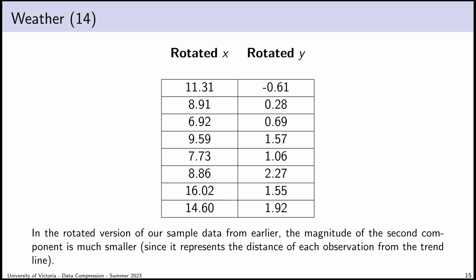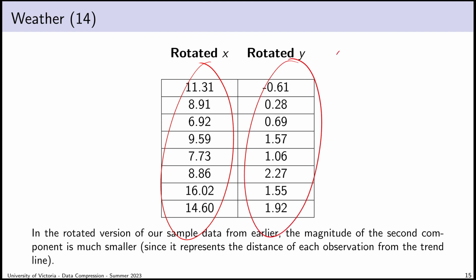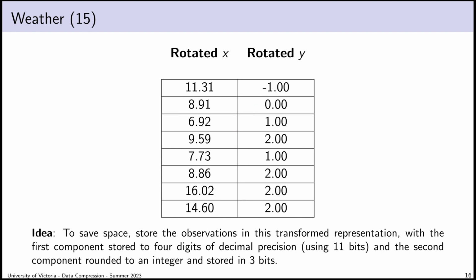And in exchange, maybe we could argue that more information has been packed into the first of the two coordinates, which is fine. Transformations can do that. That's sort of what we want, though. Now I've got two coordinates, and I sort of know which one I might want to sacrifice the detail of. If I want to delete information, maybe I could go wipe it out of this column here. So here's an idea. To save some space, let's store the observations in this representation.